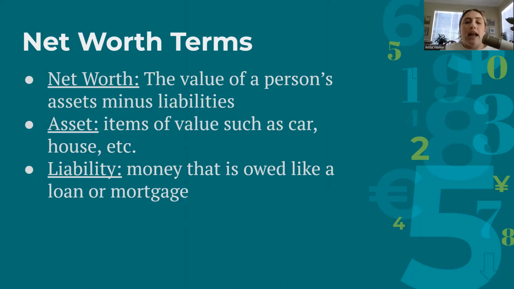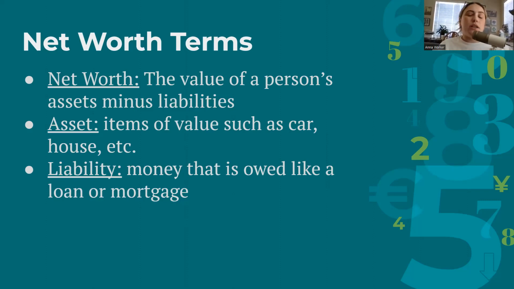So an asset is an item of value such as a car, a house, things like that. Liability, on the other hand, is stuff that you owe money on. So if you owe money on a house, you pay what's called a mortgage. That's kind of like the rent for a house that you own. Or let's say you have a loan out, like you took out a student loan to go get your degree or something like that.